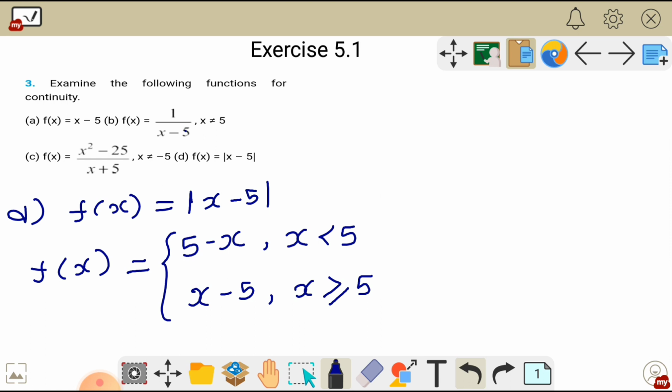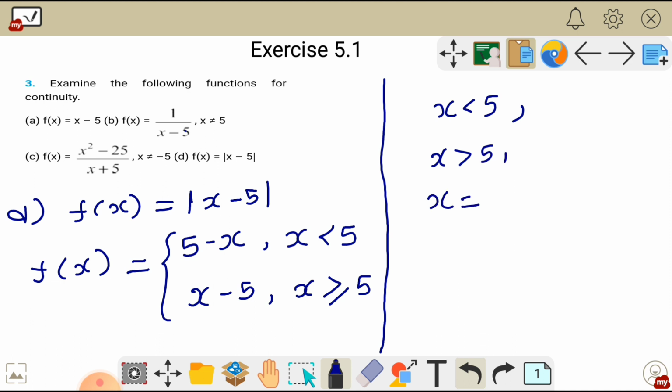So in this case we have three possibilities. First, x is less than 5. Second, x is greater than 5. And third, x is equal to 5. So one by one we have to check that the function is continuous at x less than 5, at x greater than 5, and at x equal to 5. So let us take case 1. x is less than 5.